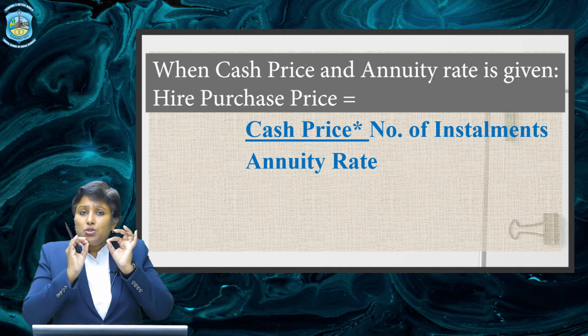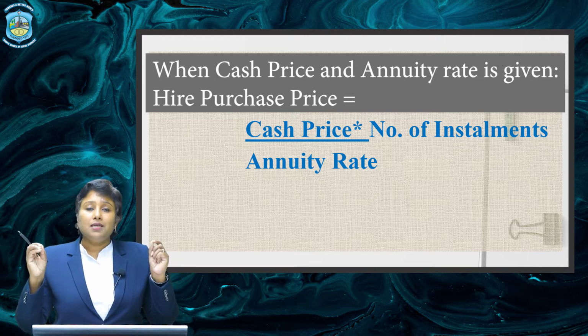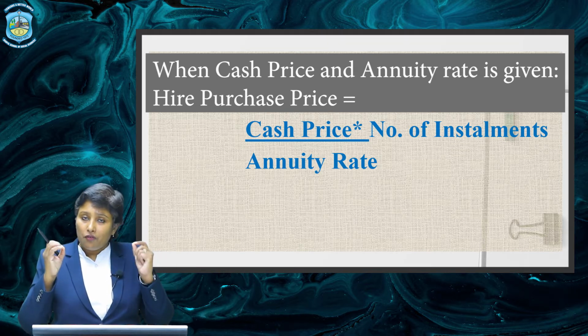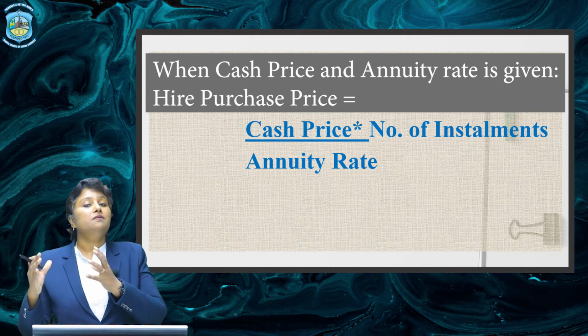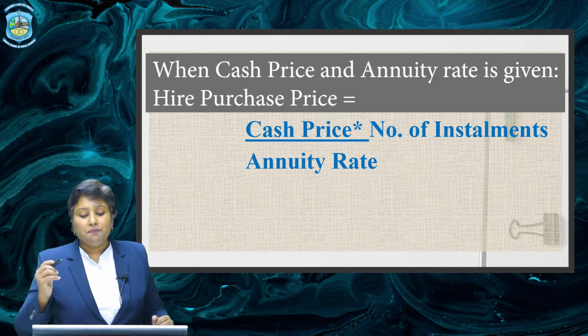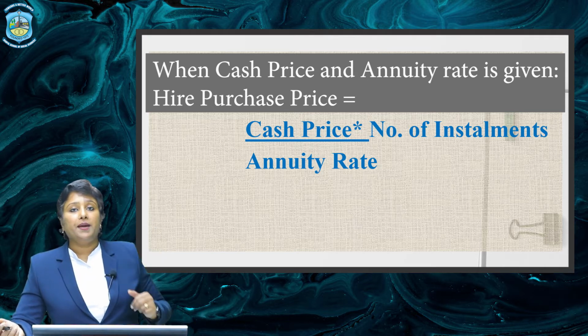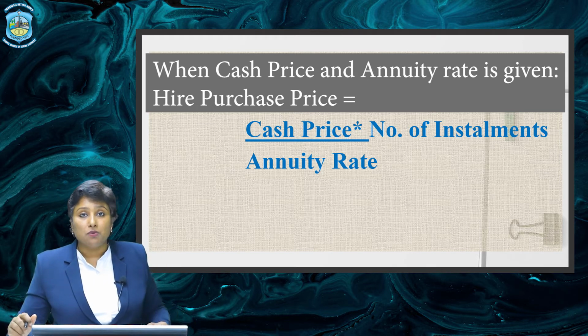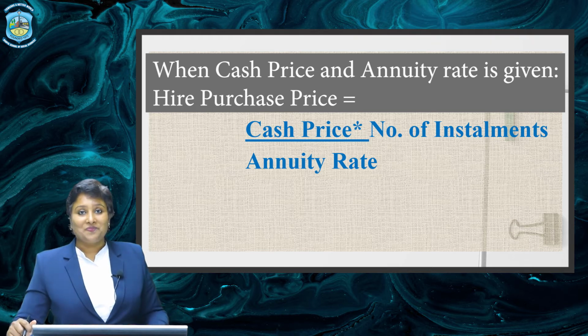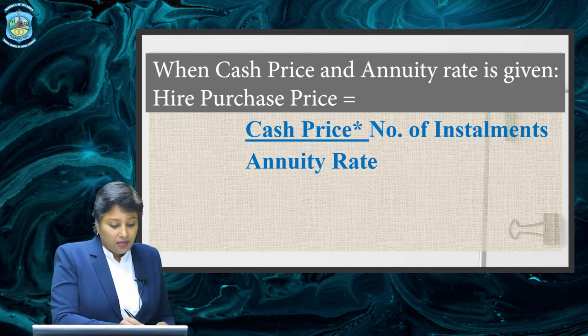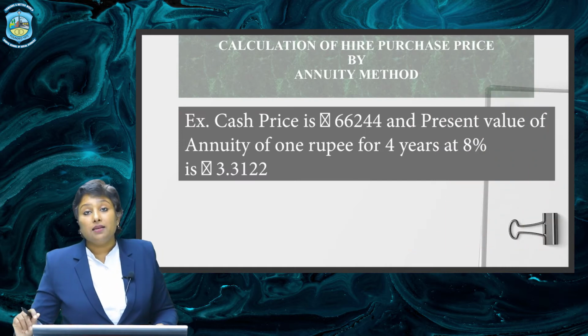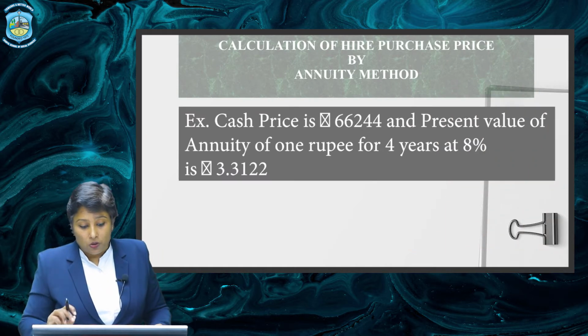These are not two different formulas, my children. These are simply the manipulation of the same formula to get different values. Okay, so simply you can calculate the hire purchase price. Once you deduct the cash price from the hire purchase price, you can get the aggregate amount of interest as well. Okay, we now move further and take an example to understand this particular amount also.